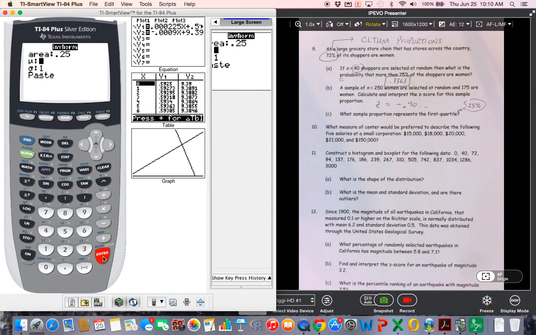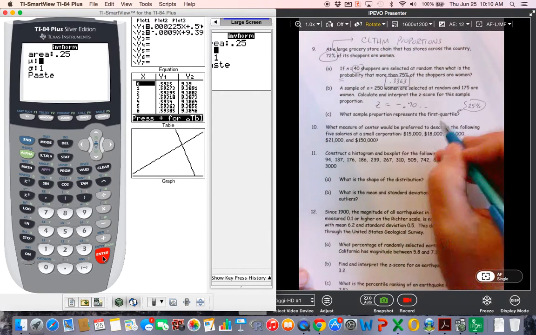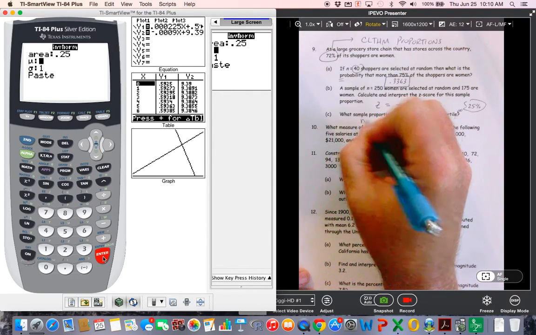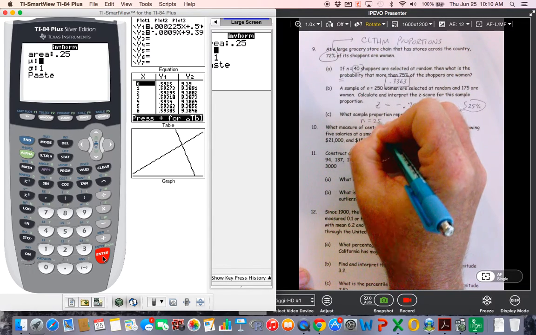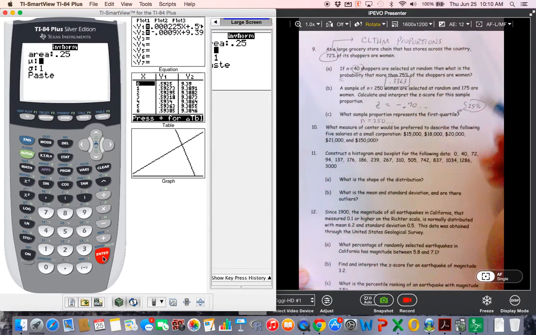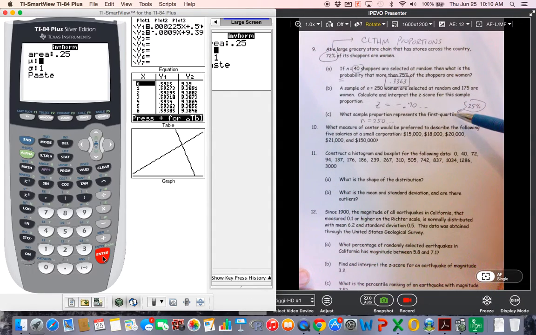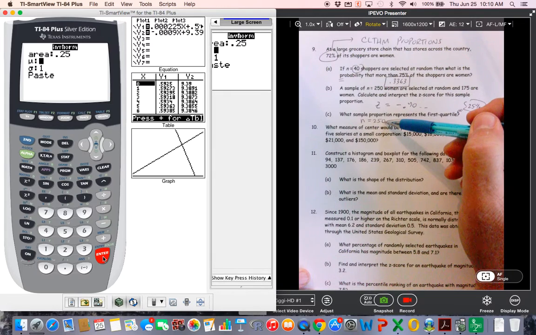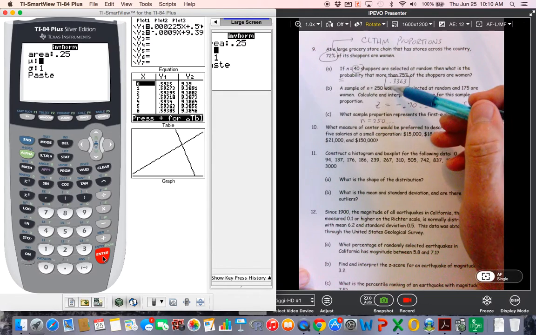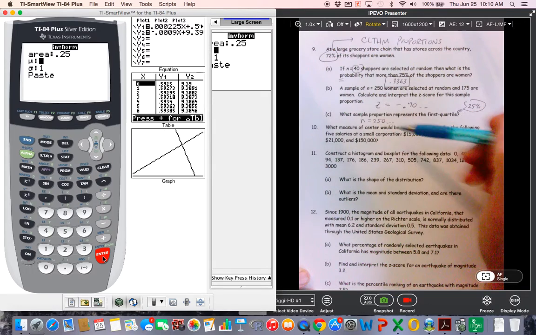I have a mean of, now, this question should include a sample size. What I meant is to use the sample size from the previous question, but when you read this, it's not clear. The way this is written, what sample proportion represents the first quartile can't even be answered unless I provide a sample size. So I meant 250, but again, it's not clear, but I will be clear on the exam.